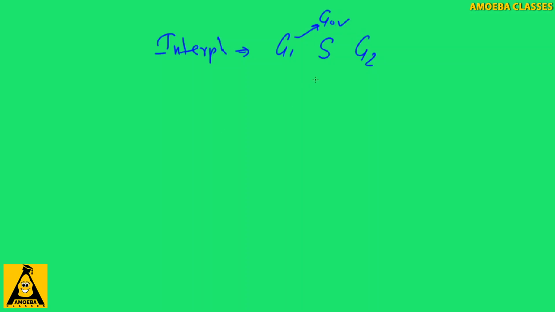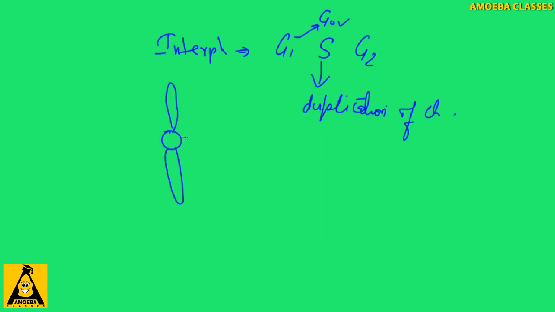Now we have discussed what happens in the S phase: there is a duplication of chromosomes. As I've already told you, this is the centromere and this is the chromatid. On the basis of the number of centromeres we give the number of chromosomes. So right now one centromere is one chromosome, and this is one chromatid. Got it?